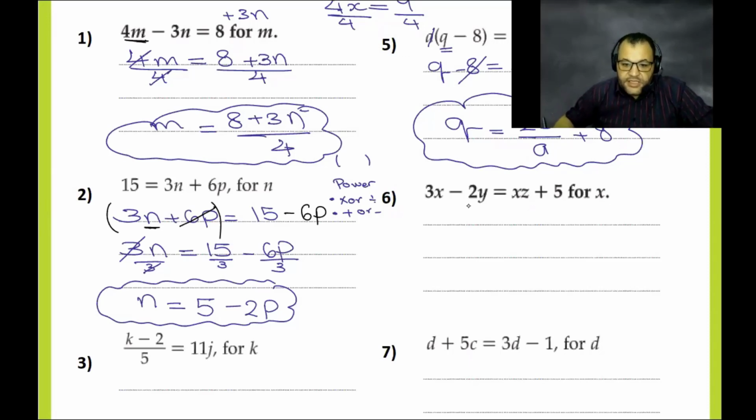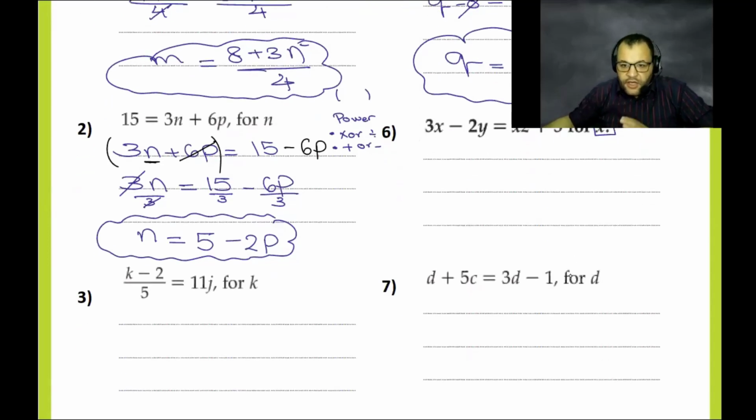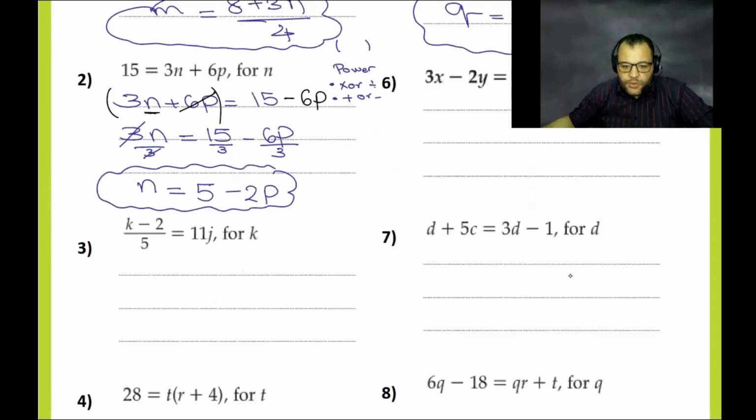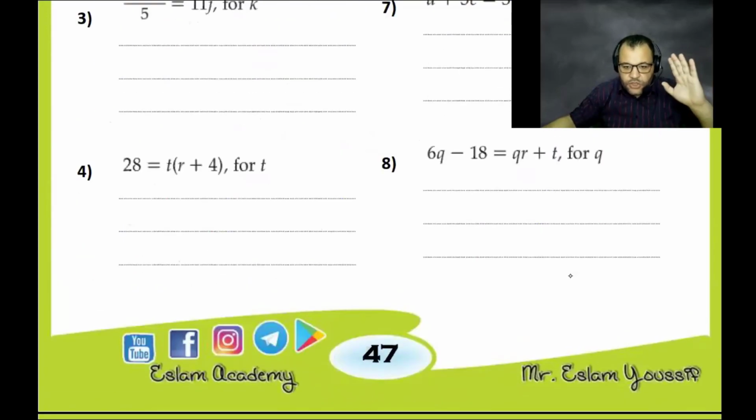Now we have 3x minus 2y equals xz plus 5. How do we solve it? We need to solve it for what? For x. How many x's do we have now? 2. 2 x's. So I'm going back to solving equation. I will explain a new part here. Just 1 minute. Leave the question. I'm not solving the question.